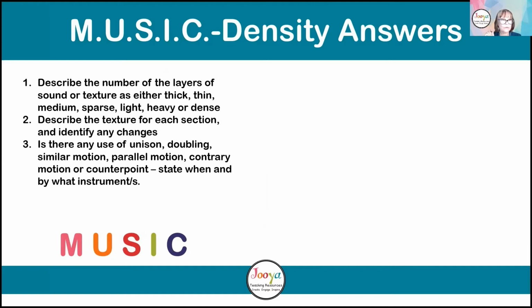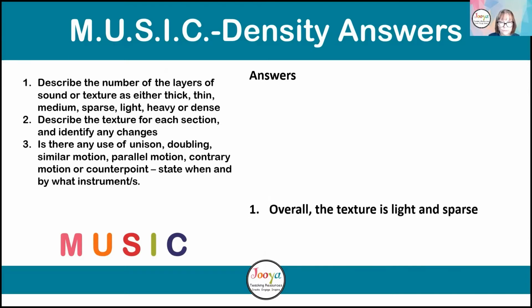So the questions were: describe the number of layers of sound or texture as either thick, thin, medium, sparse, light, heavy, or dense. Describe the texture for each section and identify any changes. Is there any use of unison, doubling, similar motion, parallel motion, contrary motion, or counterpoint? State when and by what instruments. So as I said, if you want to listen to that music again, go back to this point in the video and have another listen, but just watch along first. All right, so here are the answers if we were just answering those questions straight out.